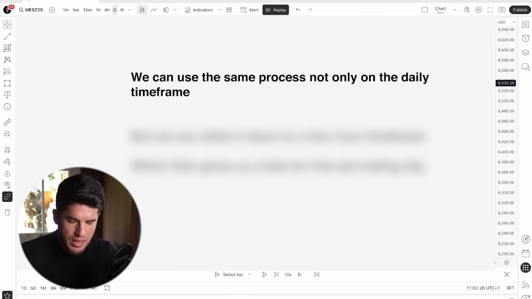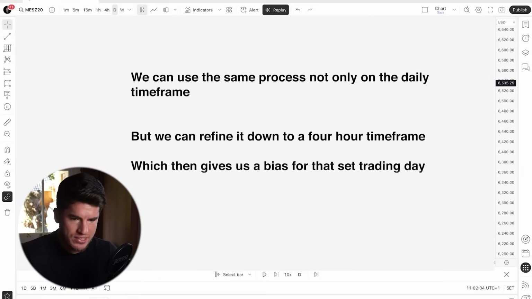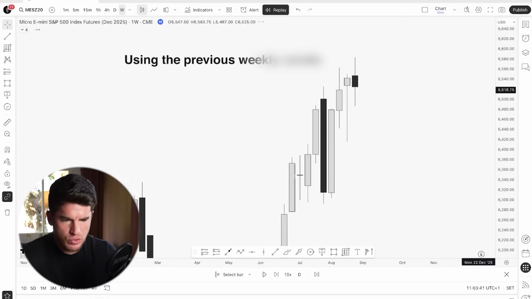We can use this same process not only on the daily time frame, but we can refine it down to a 4-hour time frame, which then gives us our bias for that set trading day. But there's one more higher time frame piece of liquidity that I want to show you, and that's utilizing the previous weekly candle.